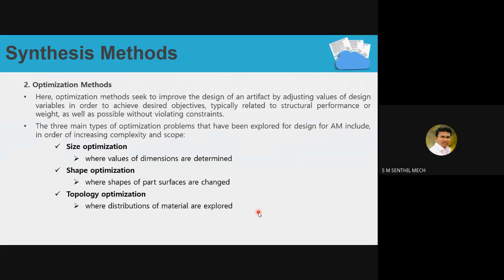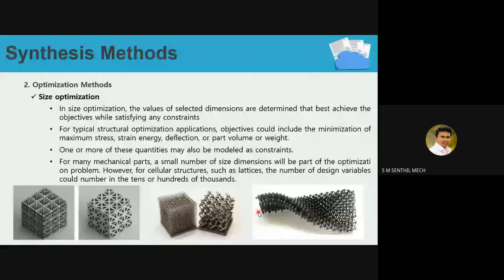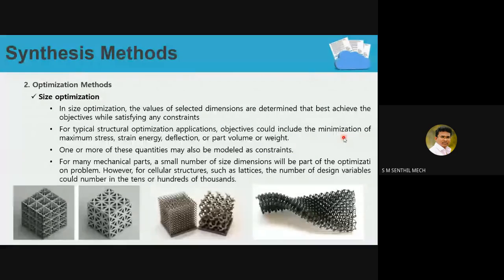So let me give you a small glimpse of what size optimization is. A typical optimization structure has objectives that could include minimization of stress, so there should not be any stress. If I'm talking about a bridge in a larger perspective, it should not deflect. So that kind of optimization will minimize the strain, should have zero deflection, and should have a good volume-to-weight ratio. So these will be the optimization objectives.